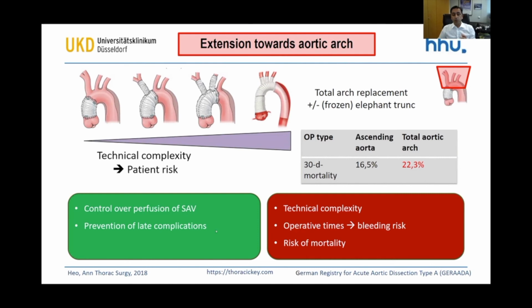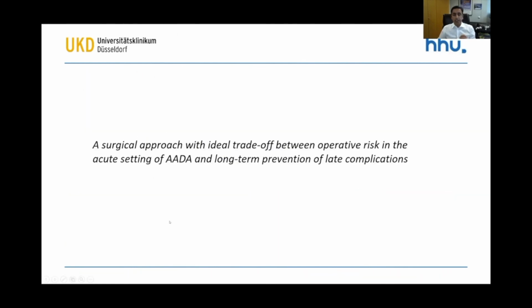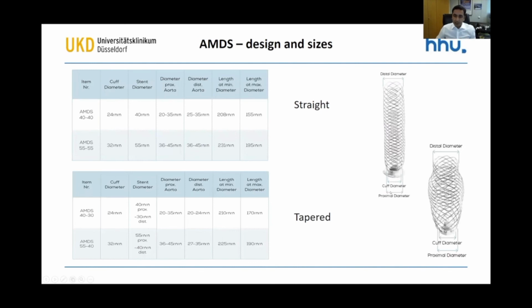when and how do we increase the risk for mortality by increasing technical complexity and still keep control over operation times and bleeding risk, all together in order to prevent late complications? In my opinion, this is the gap in knowledge, because we still do not have an optimal surgical approach with an ideal trade-off between these two components. On the one side, the operative risk, and on the other side, the long-term perspective for the patient, the long-term prevention of late complications. So here is where the Cryolife dissection stent comes in.